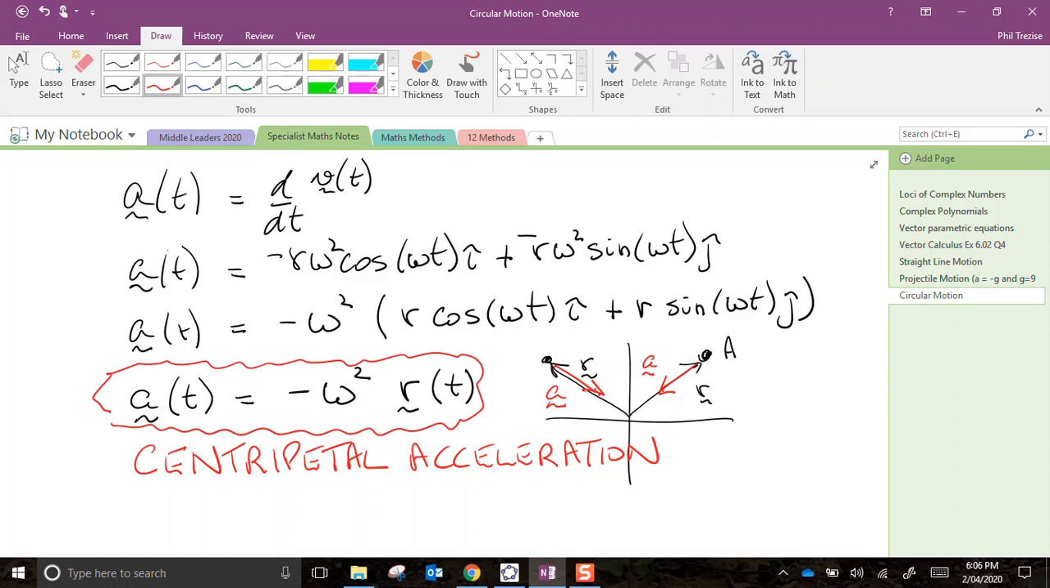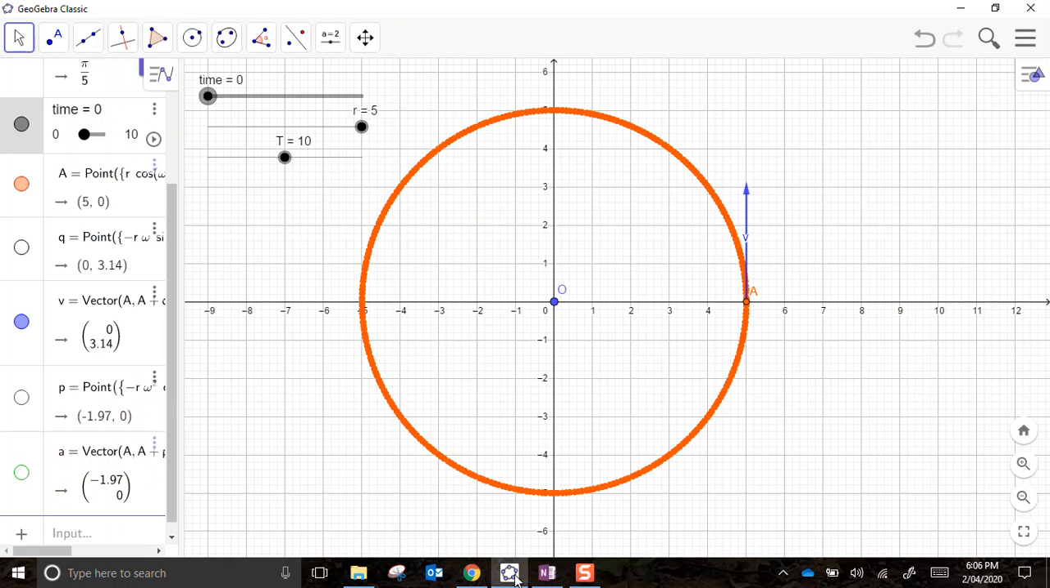Now, we can go back to our GeoGebra simulation, and I can turn on the acceleration vector here in green. There it is. And I can make the time advance. And notice acceleration is always pointing towards the centre of the circle. Notice that velocity is always tangent to the circle, and therefore the velocity and the acceleration are always perpendicular, because a radius and a tangent are perpendicular no matter what point on the circular path we're looking at.